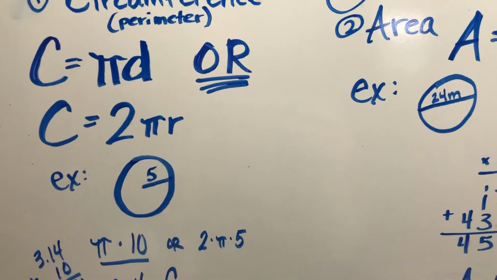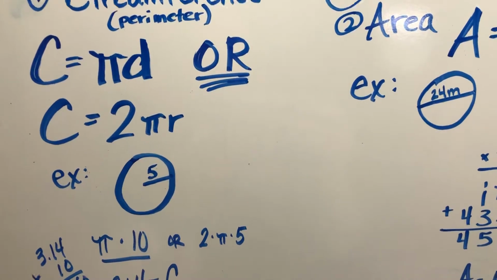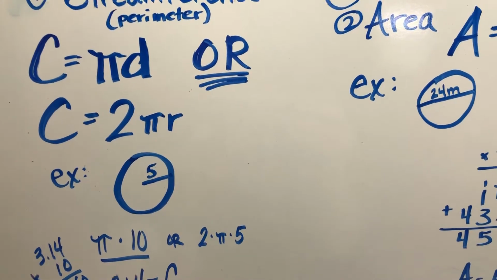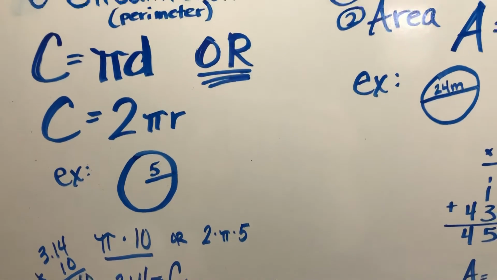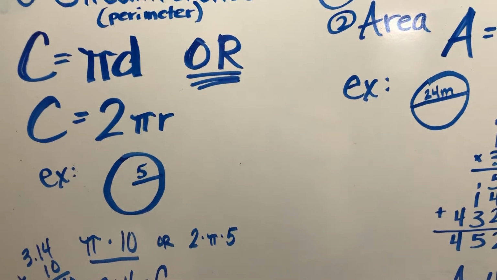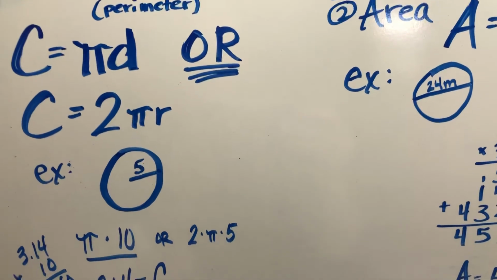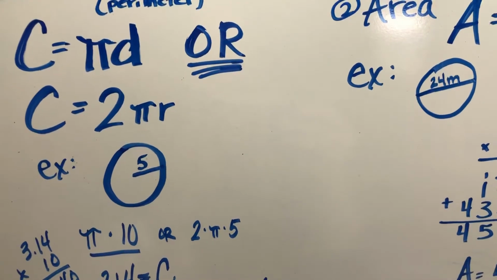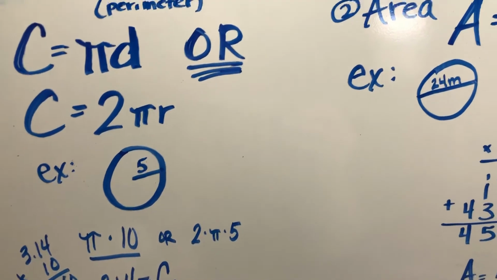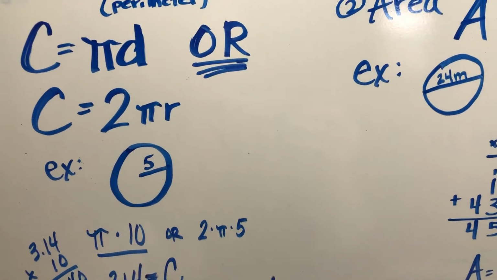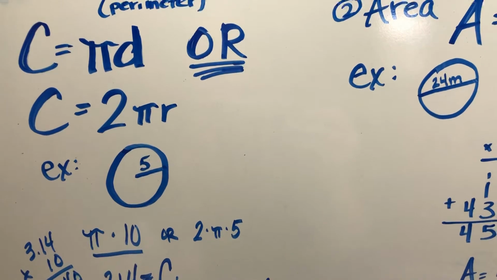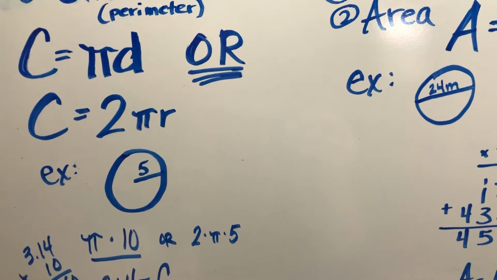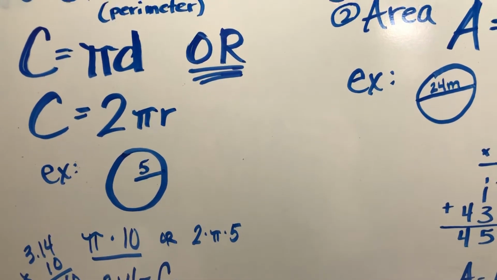If they gave you a radius, this is a Miss Keem thing: I'm on team pi d. I don't know what team you're on. Pi d is me, because if they gave you the radius, I will just double it to find the diameter, because the radius is half of the diameter, and just do one math problem.